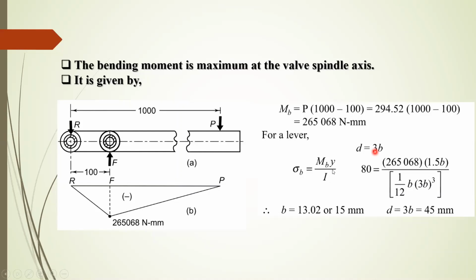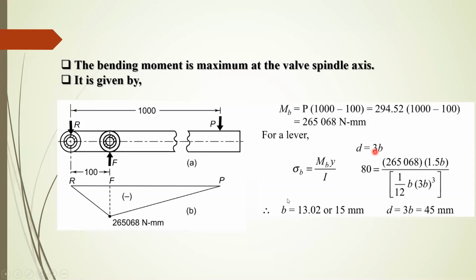And I is the area moment of inertia, which for a rectangular cross section is BD cube by 12. Here B into D cube, where instead of D we put 3B. In this equation, sigma B is the bending stress, and the allowable bending stress we calculated in the first step is 80 Newton per mm square. So B is the unknown in this equation. Solving it, we get the value of B as 15 mm or 13.02 mm. We consider 15 mm.